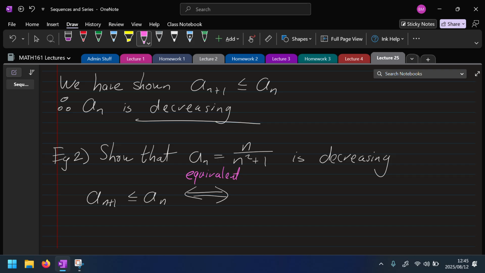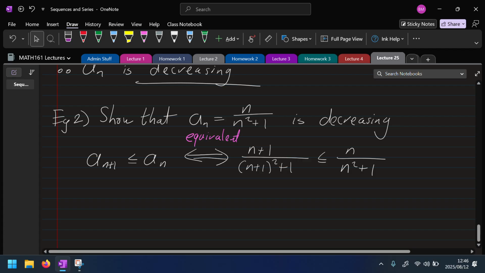So this statement is equivalent to some other statement, and that's going to be just substituting the formula. So for a_{n+1}, we just replace n with n plus 1. Okay, less than or equal to a_n. Okay, and these are exactly the same, right? That's what we mean by equivalent. So we have a_{n+1} is less than or equal to a_n. All we did was substitute the formula, so these must be equivalent. We haven't changed anything.